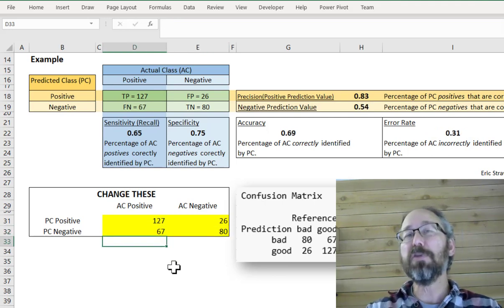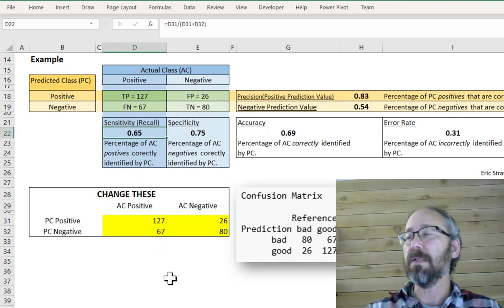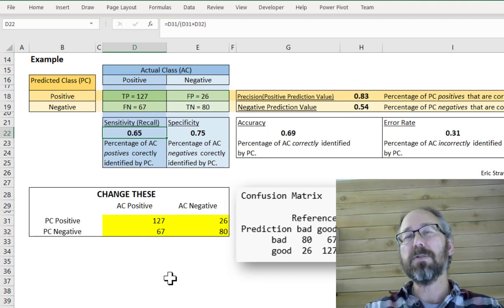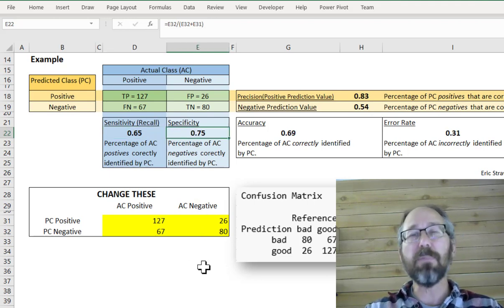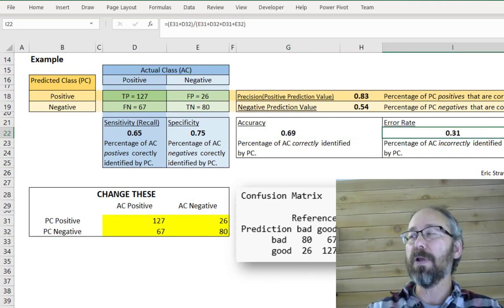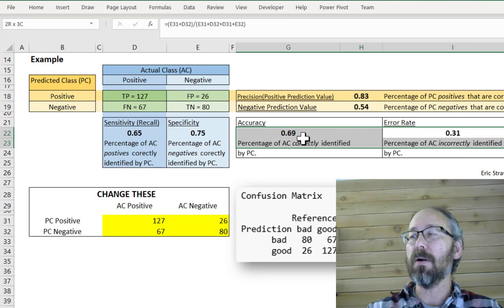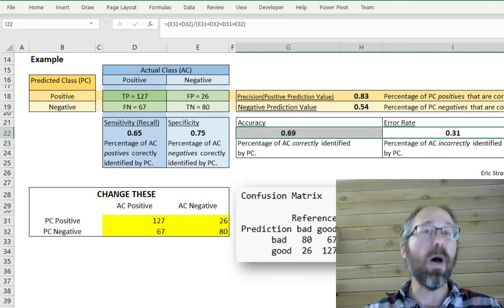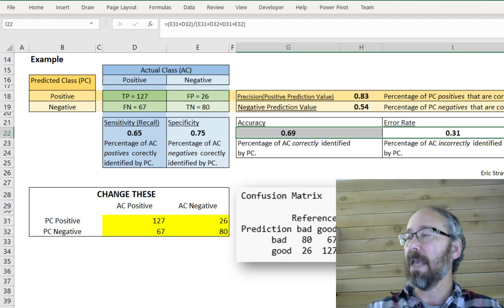Okay, from this confusion matrix, we can see that the sensitivity is 65%. And what that means is that the algorithm that we had trained and then ran against the validated data correctly identified positives 65% of the time. And it correctly identified negatives 75% of the time, so that's specificity. And we have an overall accuracy of 69% with an error rate of 31%. Notice that these two sum up to 1, okay? And that will always be the case.